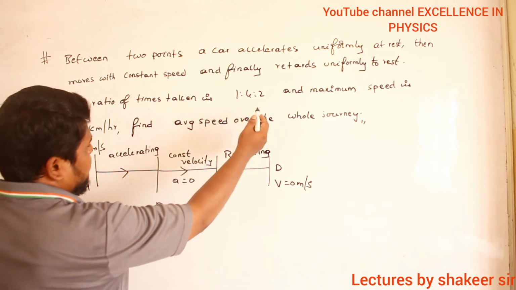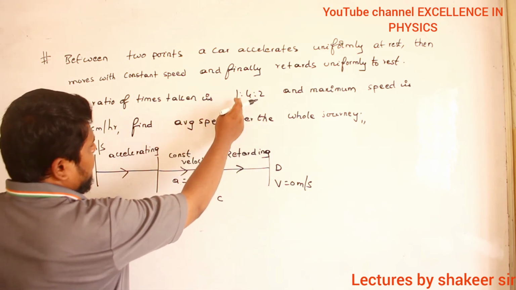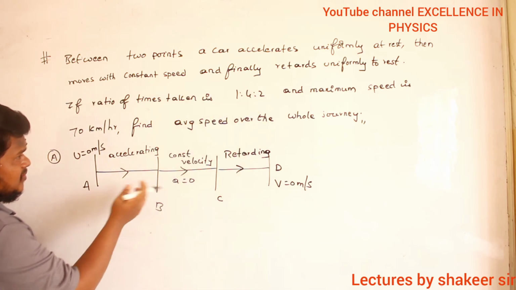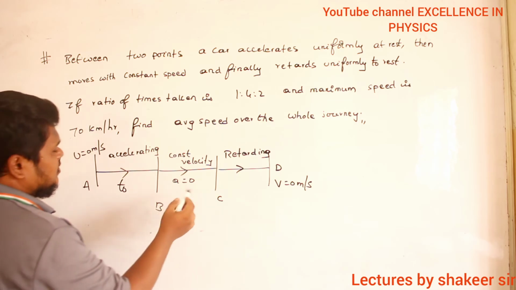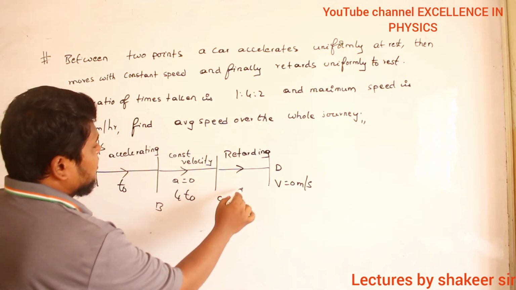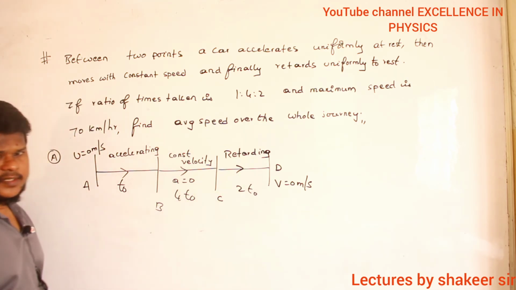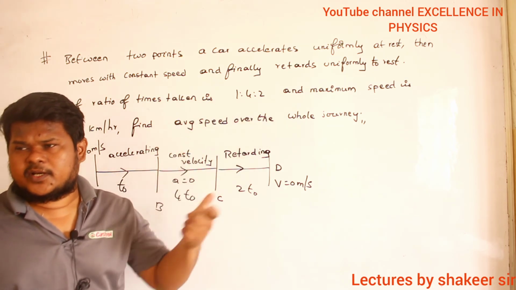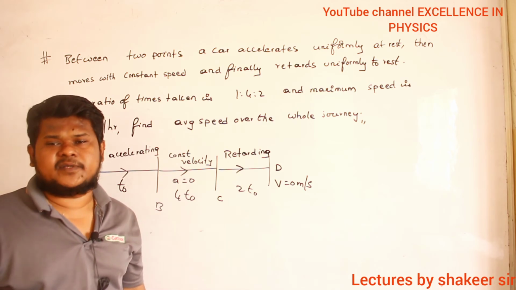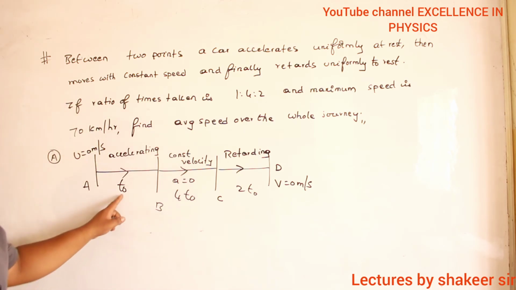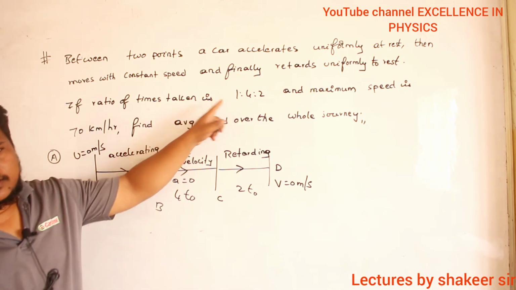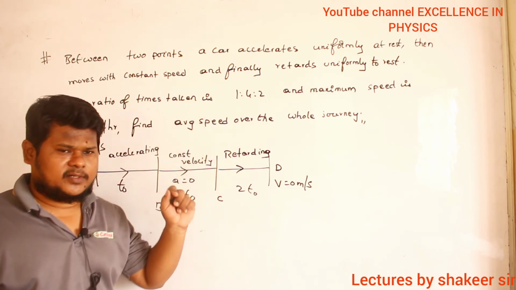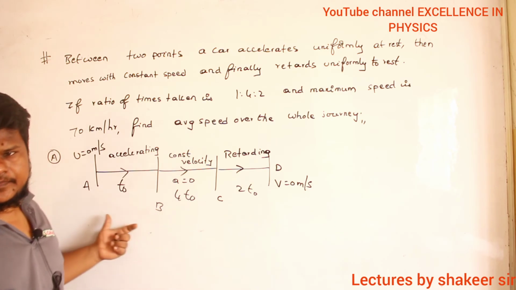And what is the ratio of time taken? The ratio of time taken is 1:4:2. It means that in this time interval, if time taken is t naught, then here time taken is 4t naught, and here time taken is 2t naught. Can I say like this? 1:4:2 means there should have been a common factor which was cancelled previously. So let that common factor be t naught. So 1 into t naught is t naught, 4 into t naught is 4t naught, 2 into t naught is 2t naught. So these are the times taken, for example. Are you able to understand?